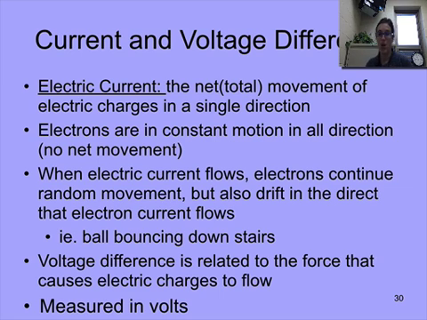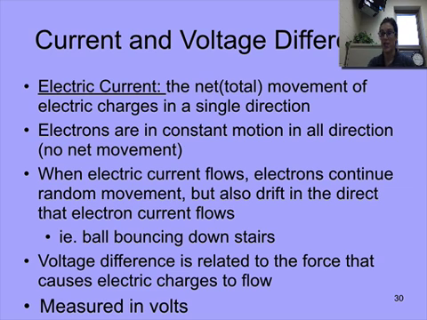For example, a ball bouncing down the stairs. A ball is bouncing, going up and down. However, it's also going in the direction of the stairs. So it's constant motion up and down as it moves down the stairs, but it's also moving down the stairs. A voltage difference is related to the force that causes electric charges to flow.